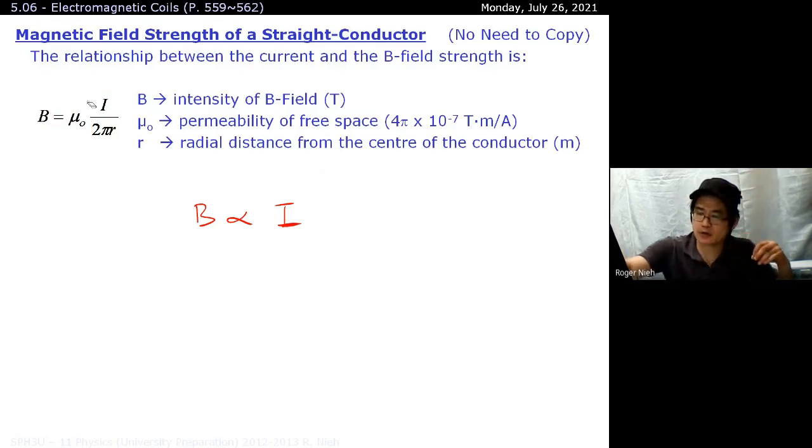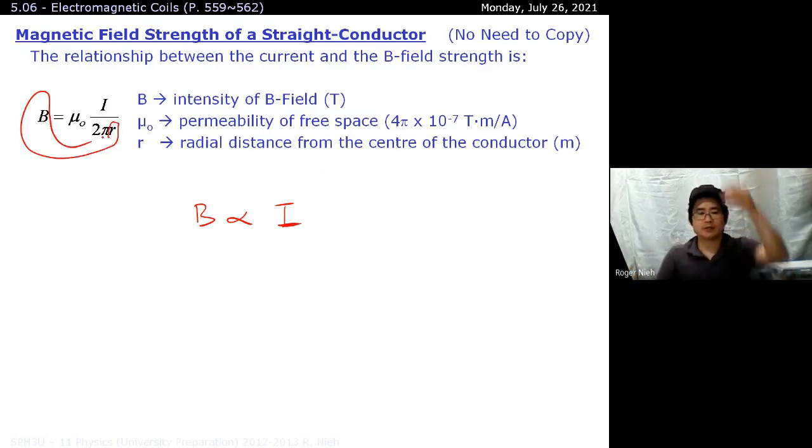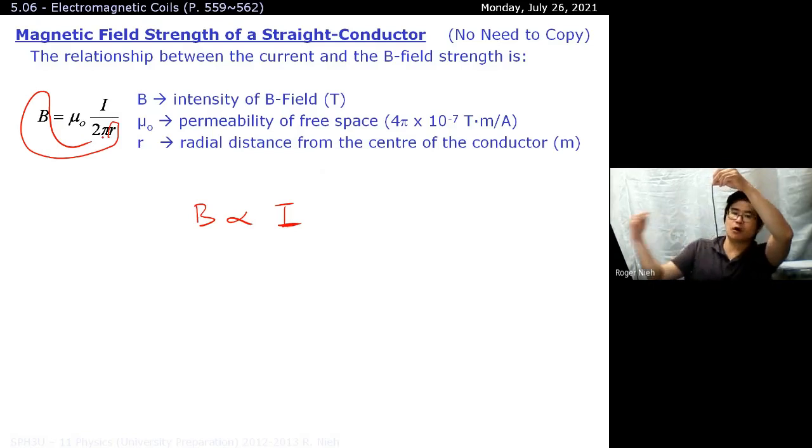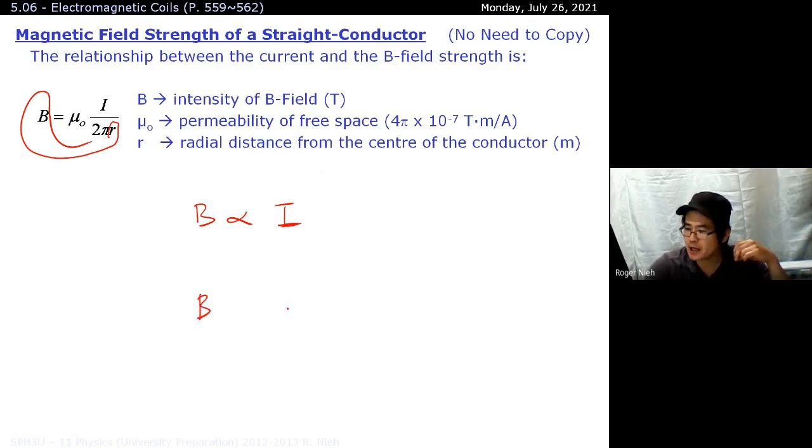It's inversely correlated with another thing, which is r. And r is the radial distance away from the conductor, however many meters you are from the conductor itself. Because the further away you are, the weaker the magnetic field strength. You're probably used to that with permanent magnets, and the same thing happens with this conductor. The magnetic field intensity is very strong near the conductor, but it becomes quite weak on the far end.